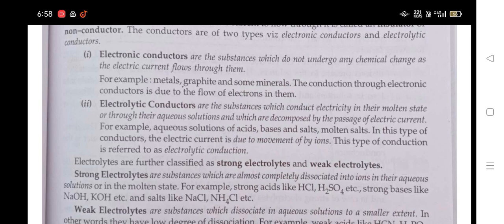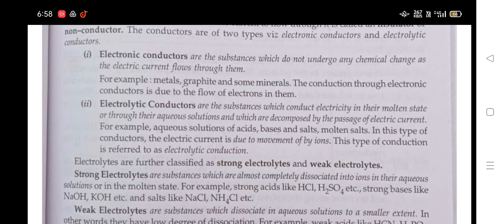Second, electrolytic conductors. These are the substances which conduct electricity in their molten state or through aqueous solution and which are decomposed by the passage of electric current. For example, aqueous solutions of acids, bases and salts, and molten salts. In this type of conductors, the electric current is due to movement of ions. This type of conduction is referred to as electrolytic conduction.